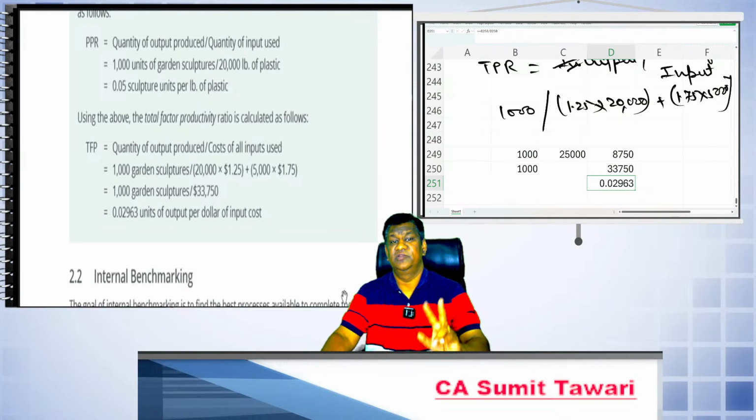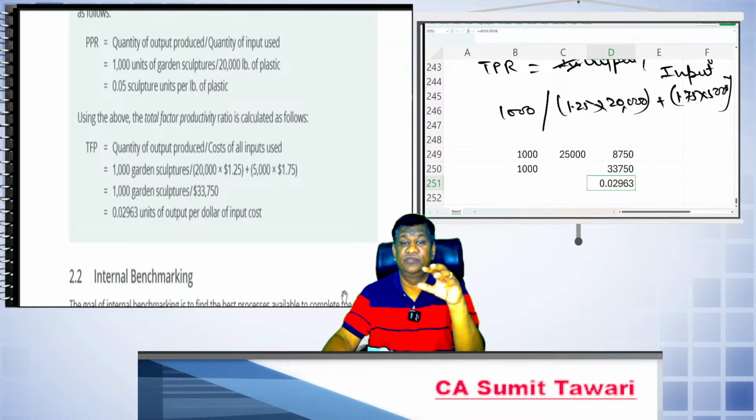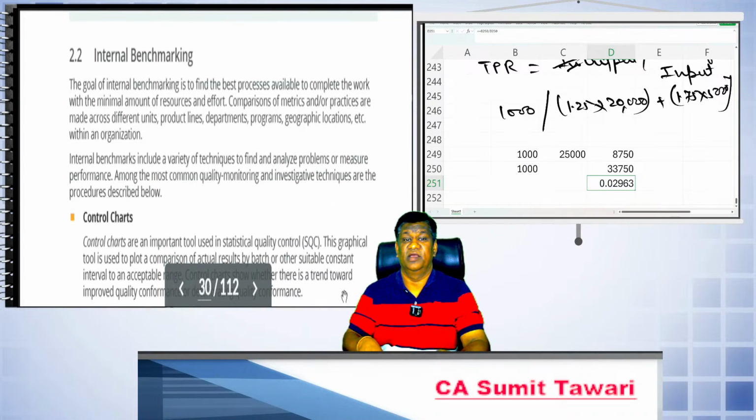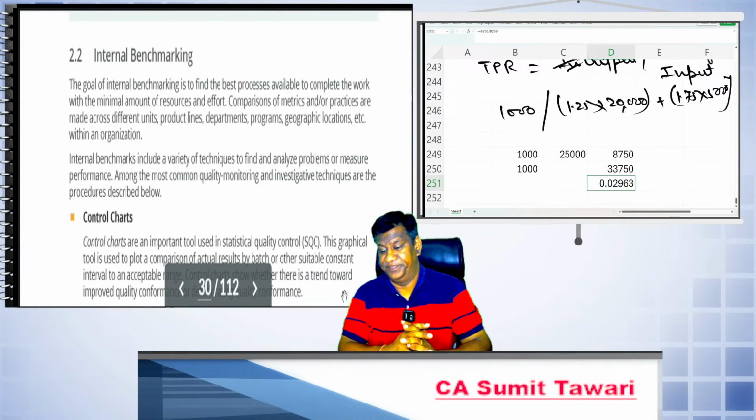So this number we need to calculate for the 2 periods or with the competitor, and then we need to compare whether we are correctly going or what. So that is basically the benchmarking. Then internal benchmarking, of course, we need to.